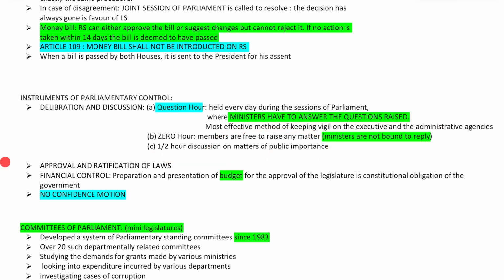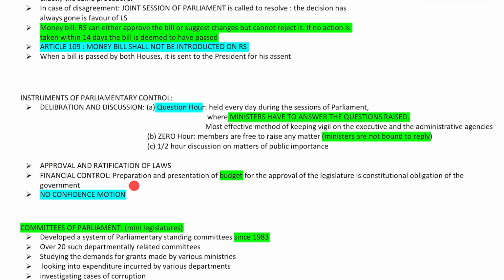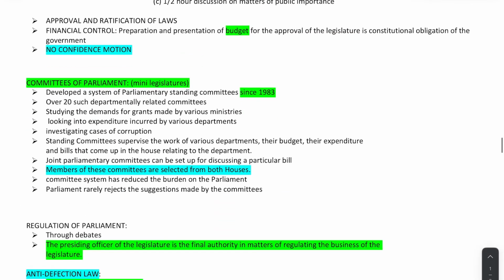We have the approval and ratification of laws. Then the financial control: preparation and presentation of the budget for the approval of the legislature is a constitutional obligation of the government. Then another instrument of parliamentary control is the no confidence motion. Even if the no confidence motion is passed against one of the members of the Council of Ministers, all of them have to resign.